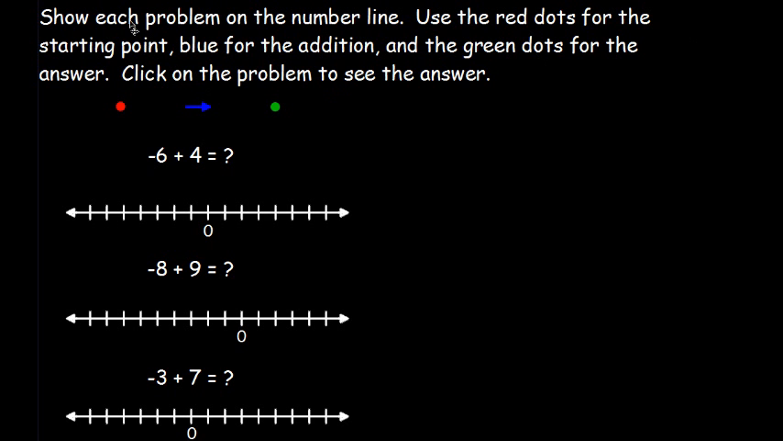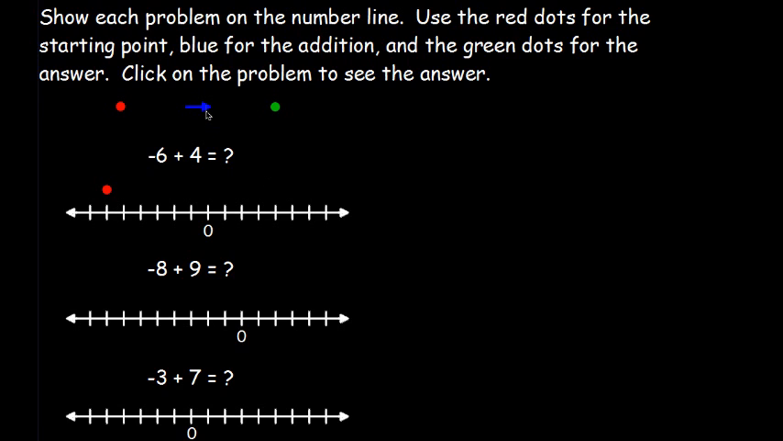Alright, so if we want to show each problem on the number line, we use the red dots for the starting point, blue for the addition, and green dots for the answer. So click on the problem to see the answer once we get it. So negative 6 is where we want to start. So here's 0, and since it's negative, it means we move to the left. So negative 1, negative 2, negative 3, negative 4, negative 5, negative 6. We can put that above it.